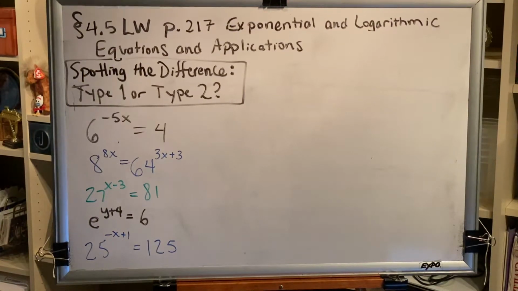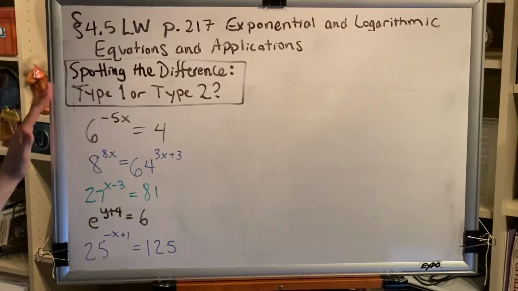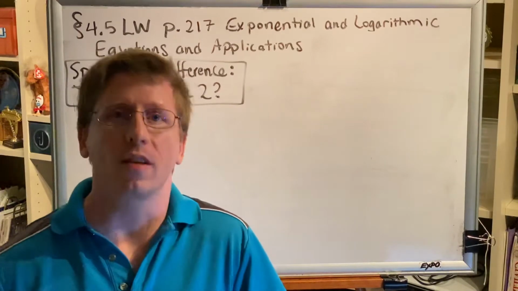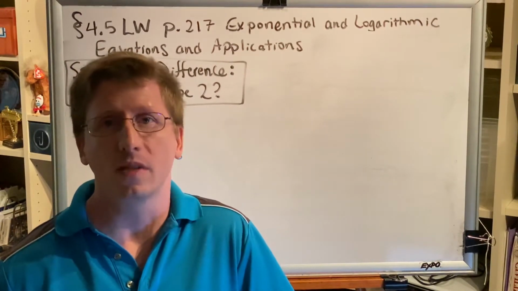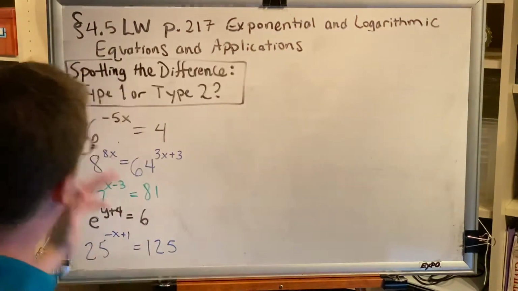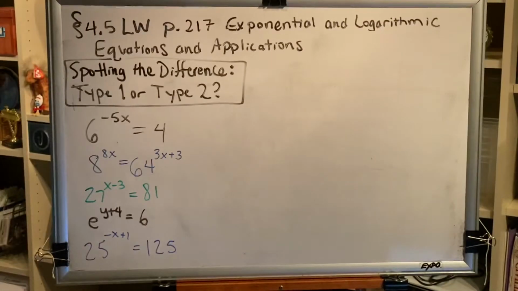We now finish learning workbook page 217 with this exercise. Spotting the difference, type 1 or type 2. Since exponential equations of type 1 are solved differently than exponential equations of type 2, it's important to be able to recognize the difference between type 1 and type 2 when looking at an equation. Let's do that now. Here are 5 equations, and for each one we need to determine, is it type 1 or is it type 2?